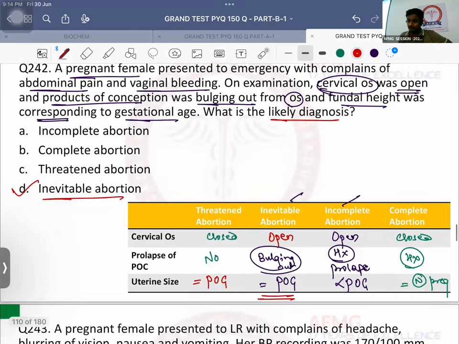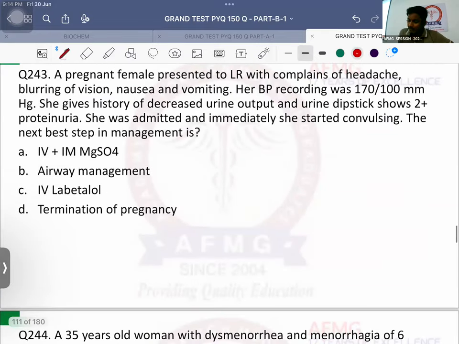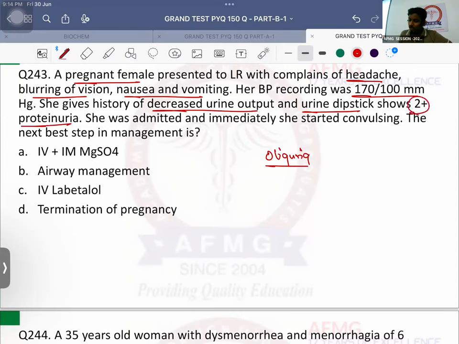Inevitable abortion. 243. A pregnant female presented to LR with complaints of headache, blurring of vision, nausea and vomiting. Her blood pressure recording was 170 by 100 mm of Hg. She gives history of decreased urine output, that is oliguria. Urine dipstick shows 2 plus proteinuria. She was admitted and immediately she started convulsing. The next best step in management is provisional diagnosis. It is a case of eclampsia.